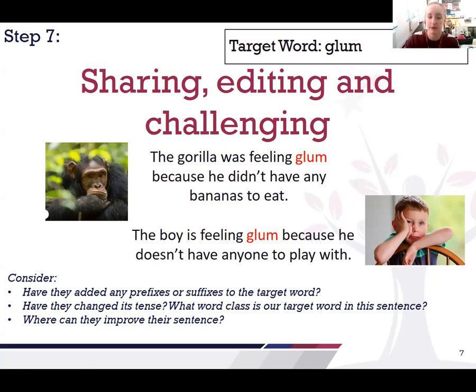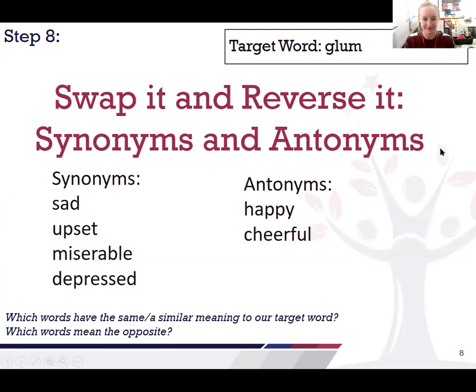But now I've written one in the present tense about this little boy, and I've said the boy is feeling glum because he doesn't have anyone to play with, okay? So I've got one in the past tense using was and one in the present tense using is to say how both of these characters are feeling glum. Oh dear, they don't look very happy, do they?